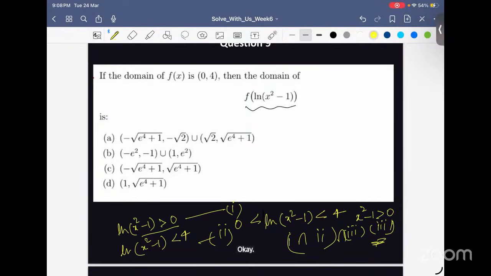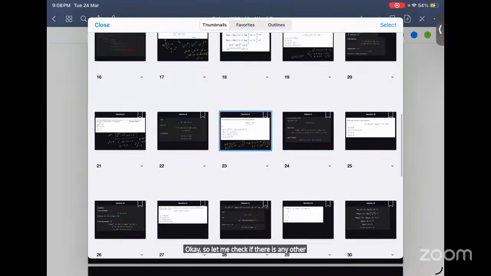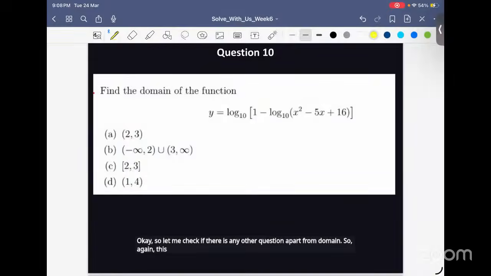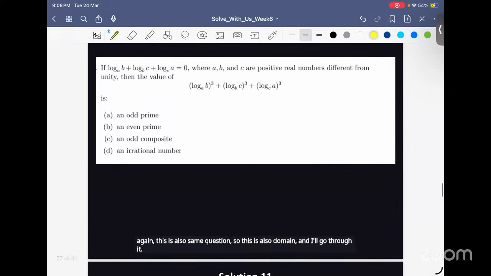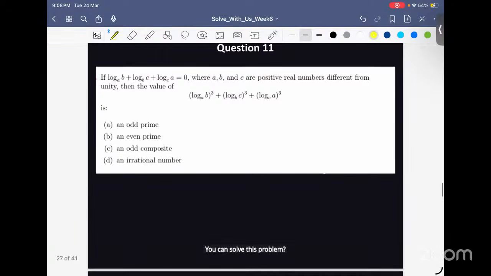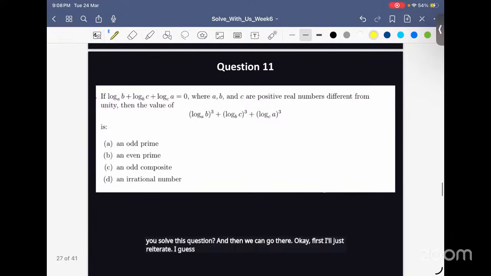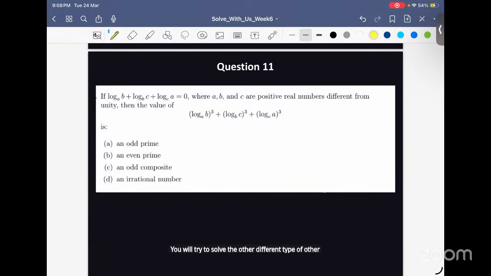Okay, let me check if there is any other question apart from domain. Again, this is also the same question, so this is also domain. I'll go through it, but let's solve this one. This is not the domain one. How will you solve this question? First, I'll just reiterate. I guess there are a lot of questions there. So the domain ones we will solve in the end. First, we'll try to solve the other different types of questions.